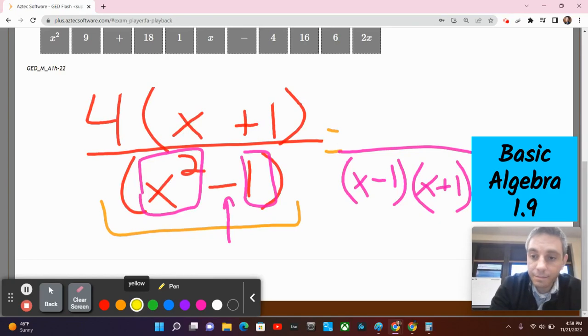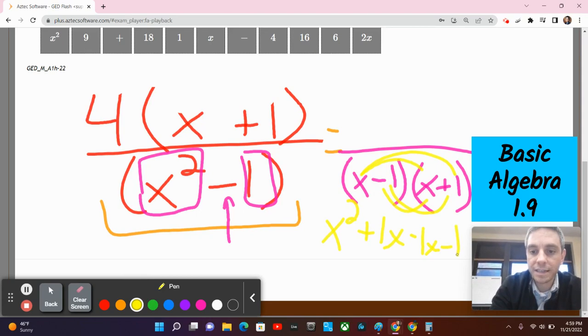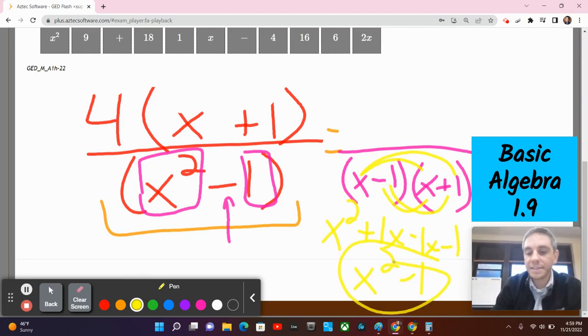Kind of crazy, I know, but if I was to multiply everything back out, it would involve doing this. I would do x times x, which is x squared, x times 1, which is x, negative 1 times x, which is minus 1x, and negative 1 times 1, which is negative 1. That would result in x squared minus 1. So that's how it would look if you were to go back.